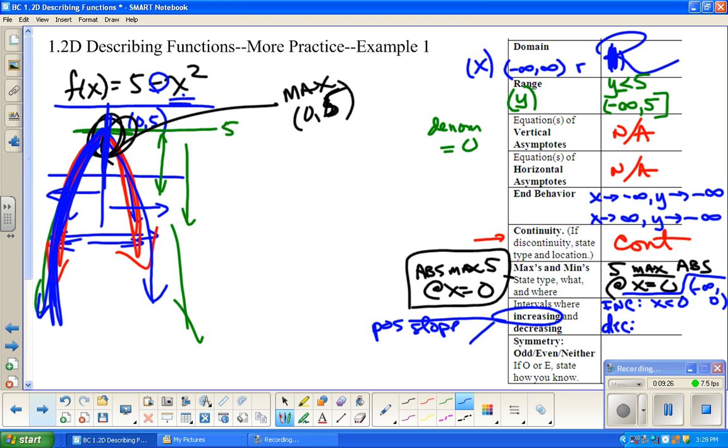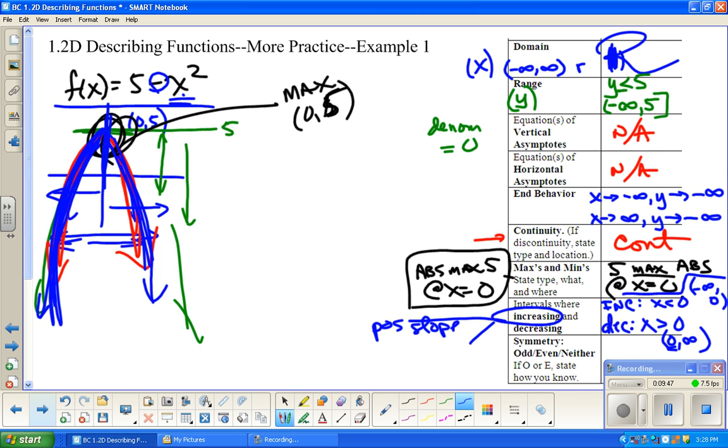Decreasing, well, that'd be over here. Okay, so to the right of 0, or from 0 to infinity. Don't include 0 itself because it's not decreasing at 0. At 0, it's actually got a slope of 0, and that requires a little bit of calculus to figure out, but that's okay. We'll get there eventually.